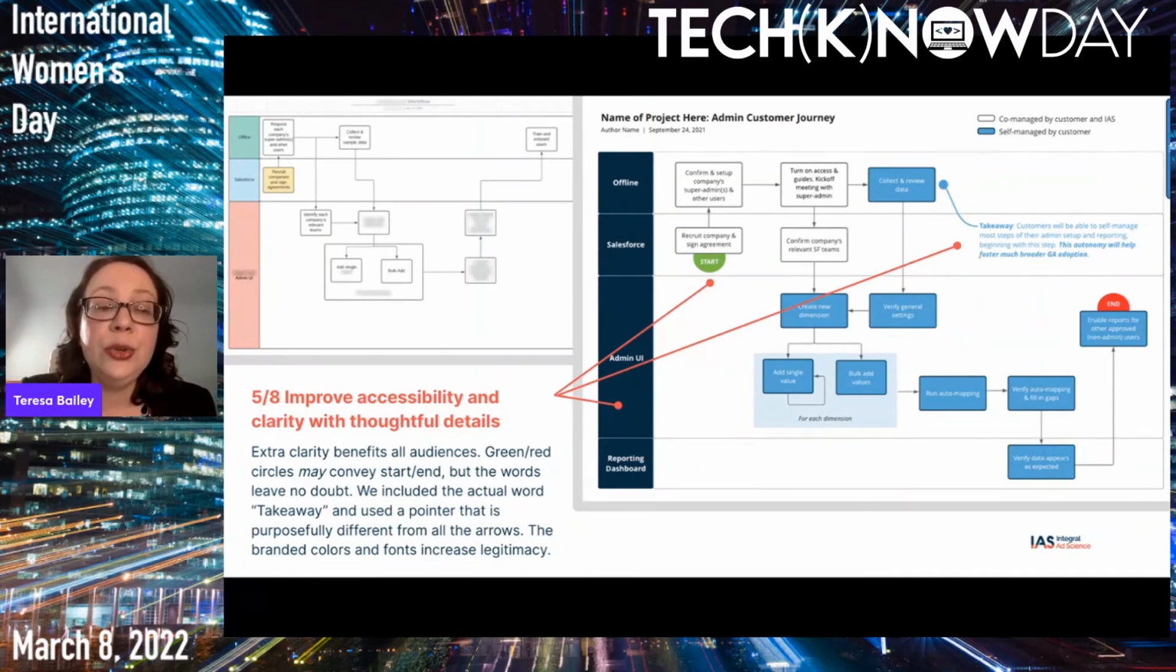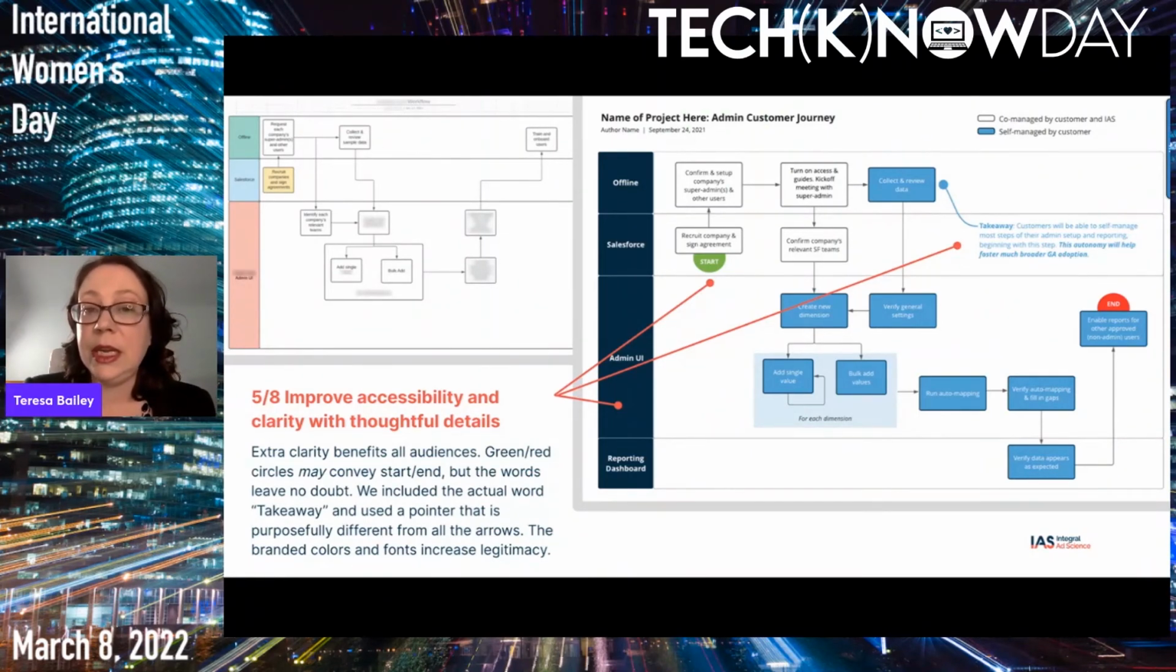But we use the words start and end. So there's no doubt. We're not going to just use green circles or green and red. We're going to say start and end. And of course, this is also going to help people that have color blindness issues, or who are from cultures where green and red do not mean start and end. So we're using the words to take away any doubt.